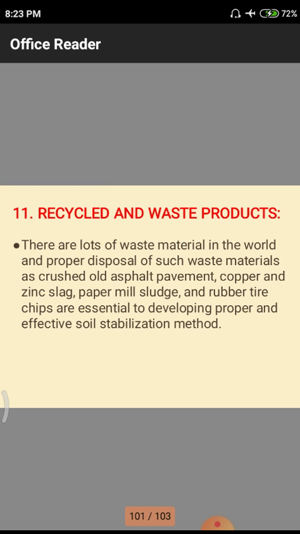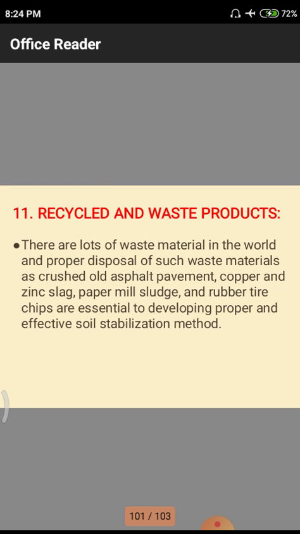So nowadays we are using waste materials like crushed old asphalt pavements, copper and zinc slag. Normally copper slag and zinc slag we obtain from the copper and zinc industries. After the manufacturing of these two materials is over, the slag comes out as waste. We can use that waste as embankment fill for roads and railways also. And paper mill sludge, this also we can utilize for filling of the road.